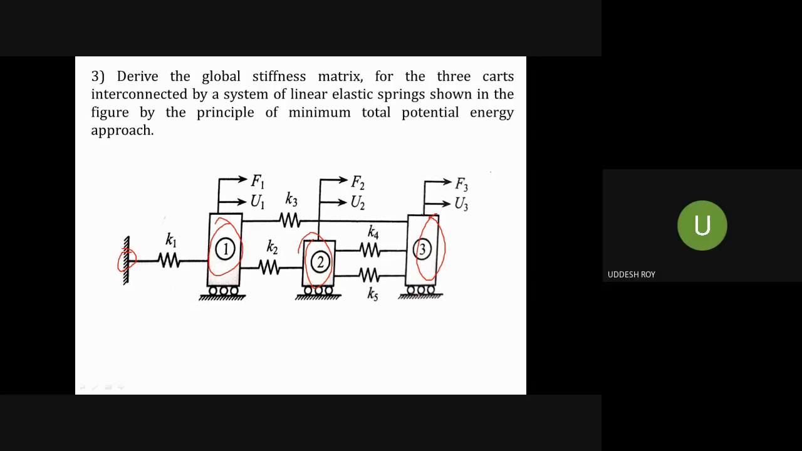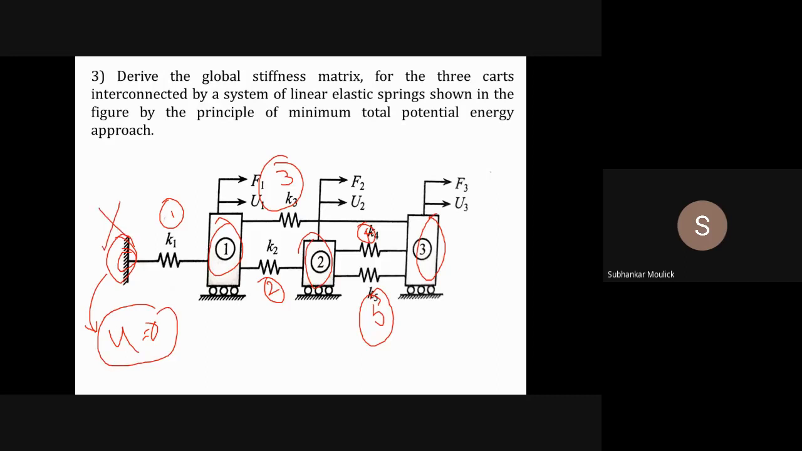And if you see the elements, this is the first element, second element, third element, fourth element, fifth element. And if you see, the displacement of this node is 0. The displacement of this node is always 0. So why consider this node then?